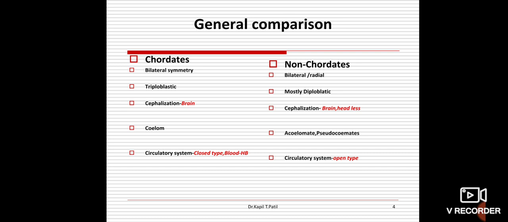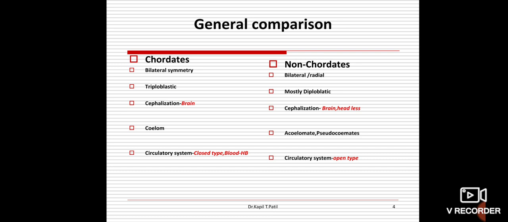In a chordate, a closed type circulatory system is there. Closed type circulatory system means blood does not flow directly into the body; blood is carried through blood vessels. This type of system is called a closed type circulatory system, and it is found in chordates.